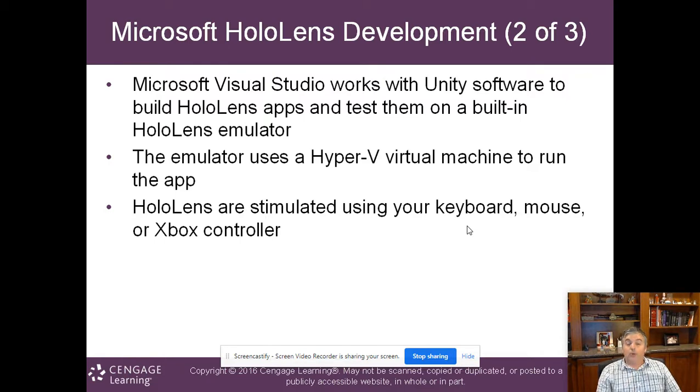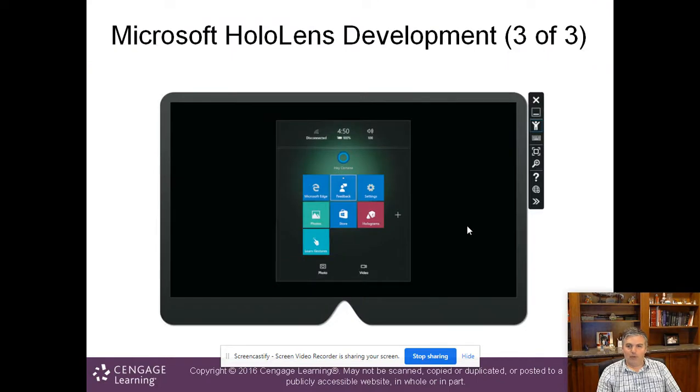Something new with Visual Studio 2017, and you guys probably know a whole lot more about this than I do, is Microsoft HoloLens. This is Visual Studio working with Unity to build HoloLens apps and test them on a HoloLens emulator. Apparently the emulator uses a Hyper-V virtual machine to run the app. HoloLens are simulated using your keyboard, mouse, or Xbox controller. So I guess it's kind of like augmented reality goggles that you put on. I've never used one. Maybe we can talk about this a little bit in class when you guys are back in here. I'm assuming we can build some applications with it. Might be something cool to play around with. This is what I guess the emulator looks like. I guess you can have your program just kind of floating around in the classroom, which is kind of cool.